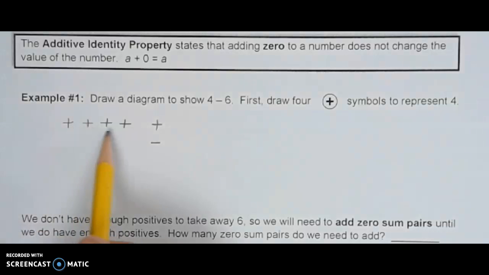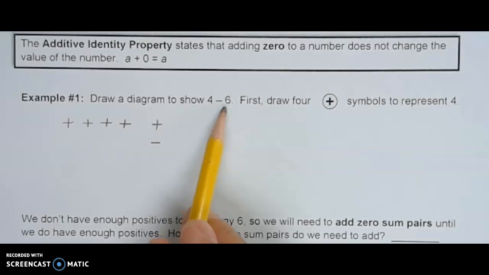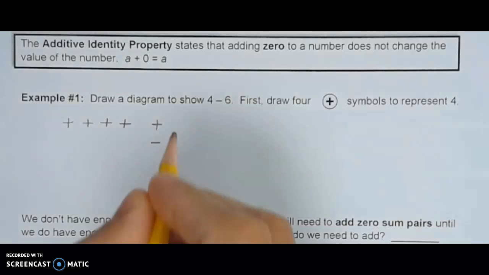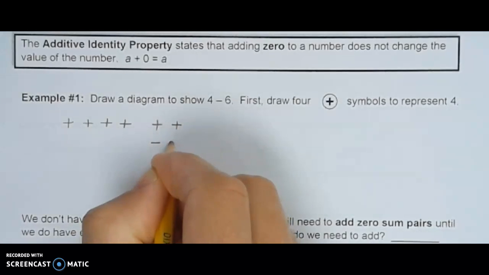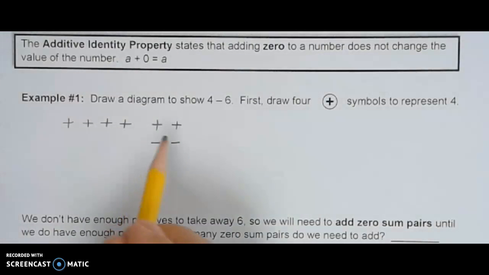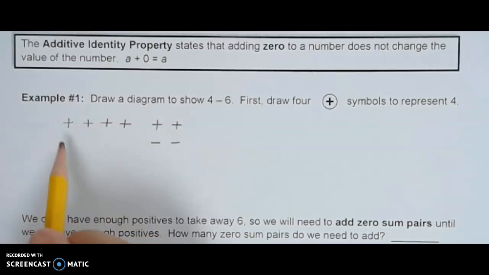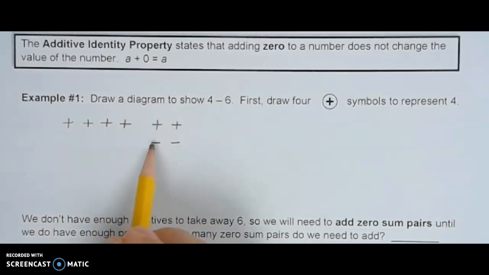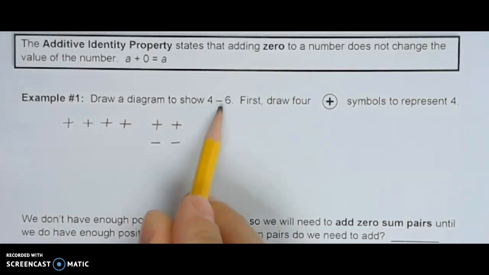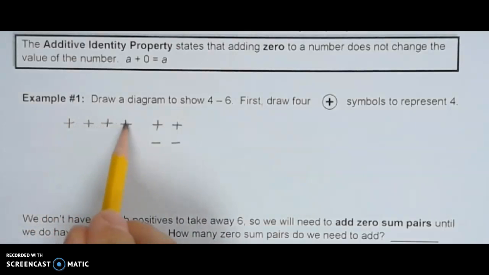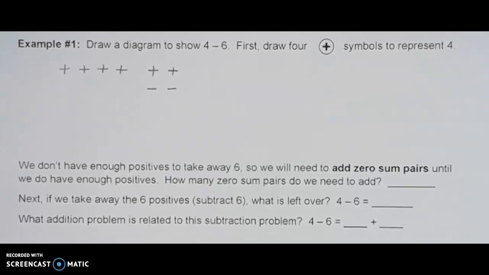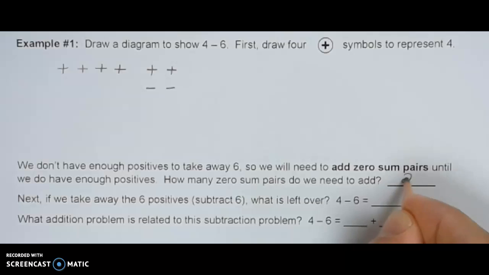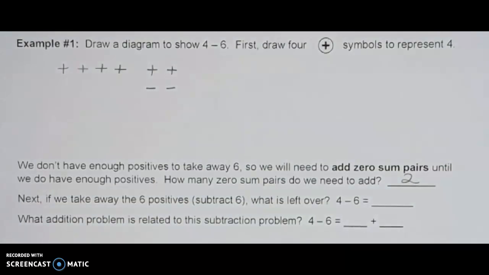Now I can see I've got this many positives. I need to take away 6: 1, 2, 3, 4, 5. I still don't have enough positives, so I'm going to add another zero-sum pair. There's another zero-sum pair. And again, I just added another 0, so all of this is still equal to 4. 0 plus 4, all of this is 4. And now I'm looking at my diagram to see if I can take away 6 positives. 1, 2, 3, 4, 5, 6. I now have enough positives to take away 6. So we had to add 2 zero pairs in order to make this possible.